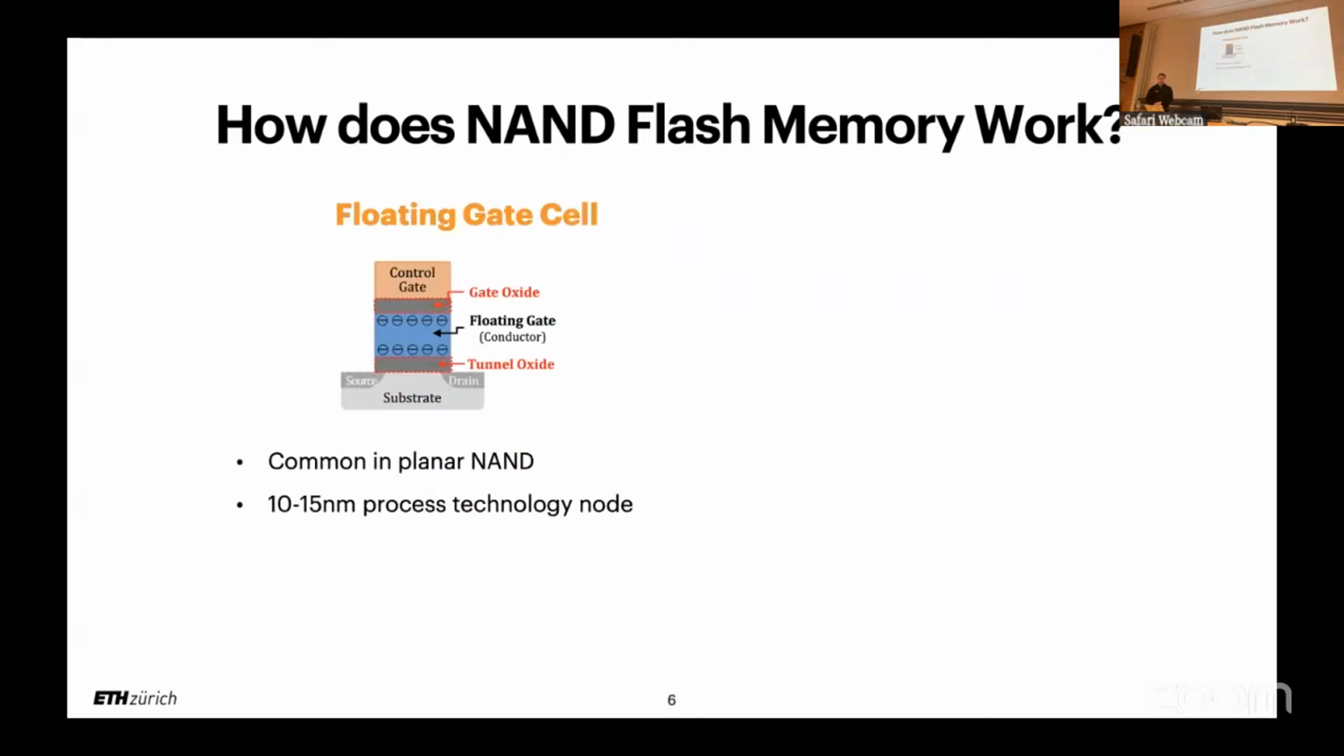So let's look at the exact structure of a cell. This type of technology is used in planar NAND, so in two-dimensional NAND. We have a floating gate, and this is sandwiched between two tunnel oxide layers, on top of which sits the control gate. And then we have the substrate underneath. What happens is we apply a voltage to the control gate, and then a channel forms in the substrate, and the cell begins to conduct. The process node is basically 10 to 15 nanometers, so it's very small. This is basically a marketing term, but you can think of it as being quite small.